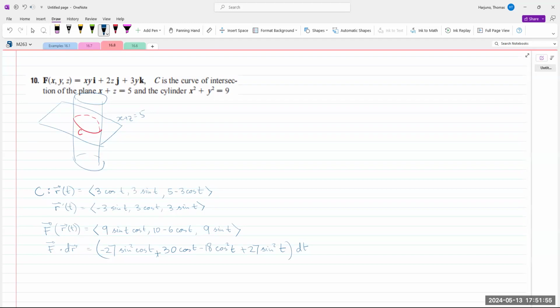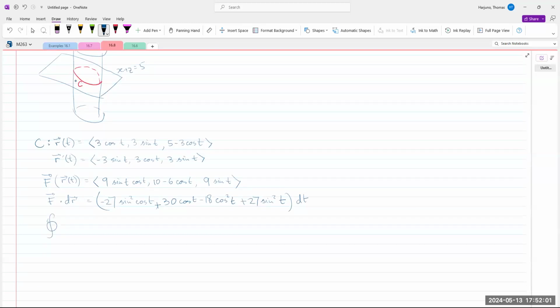Once we plug that into the integral over closed curve C of F dot dr, it's the integral from 0 to 2 pi of these things here: negative 27 sine squared t cosine t, plus 30 cosine t, minus 18 cosine squared t, plus 27 sine squared t, dt. We know this will be 0. We try to compute it. This will also be 0.